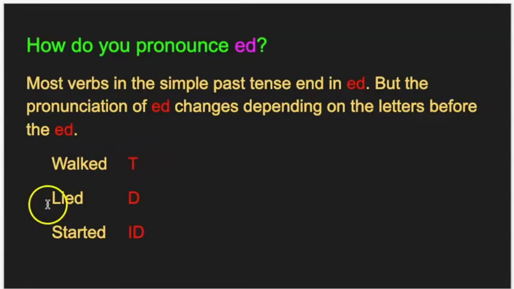Walked, lied, started. So with walked, it ends with a T. With lied, it ends in a D. And with started, you've got an extra syllable there, and it ends in id. And this id is pronounced like silver pin, id.